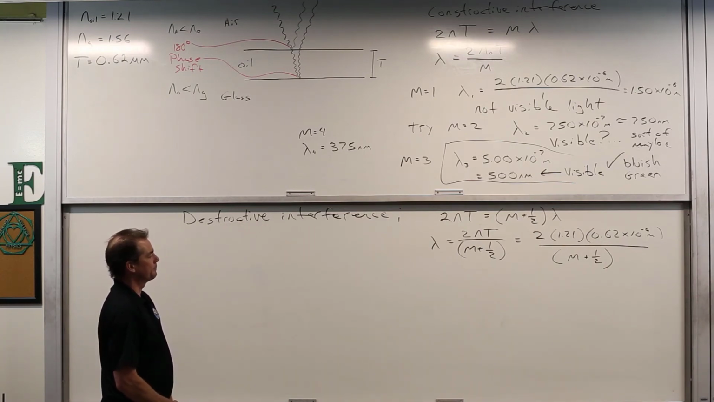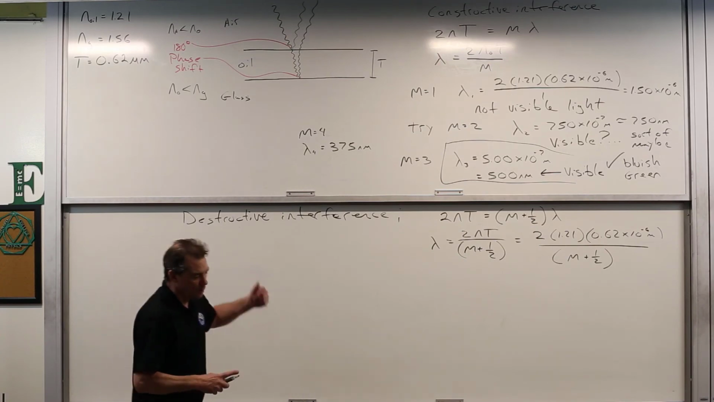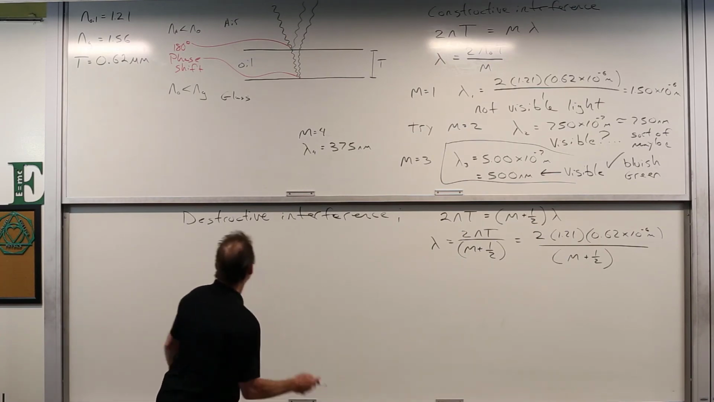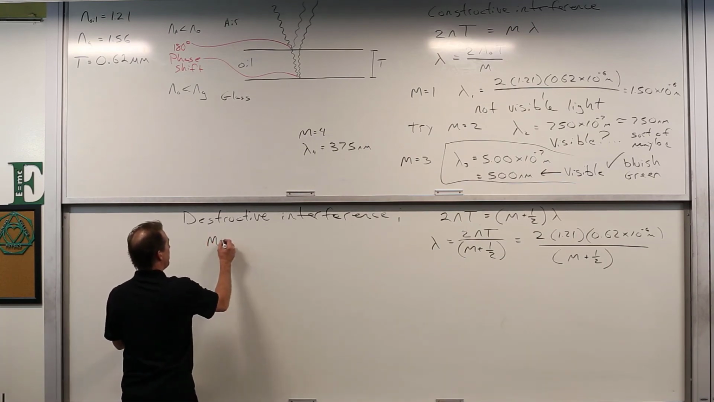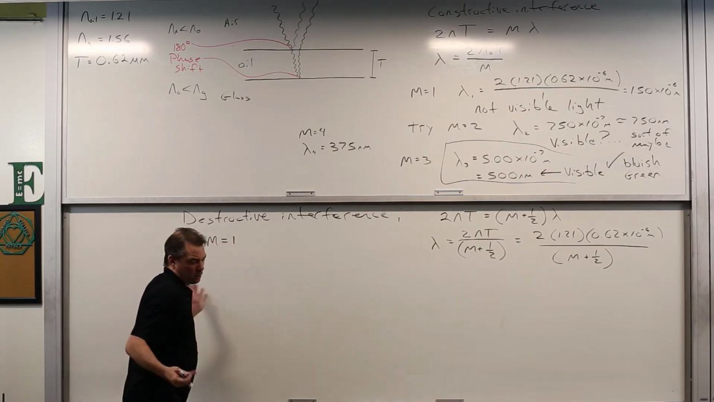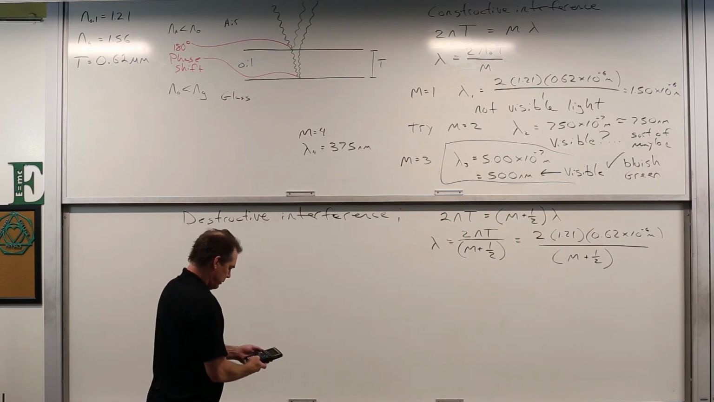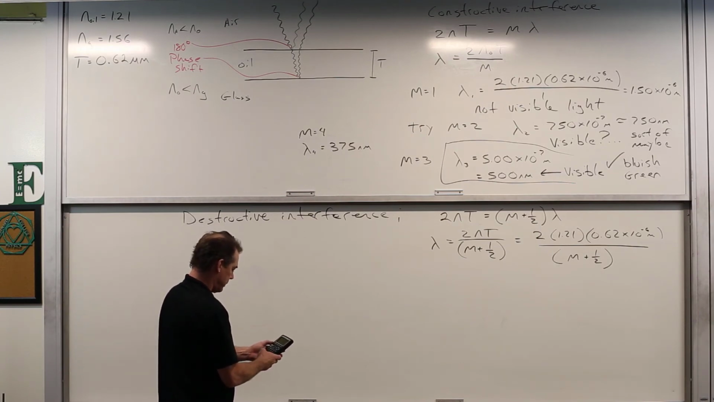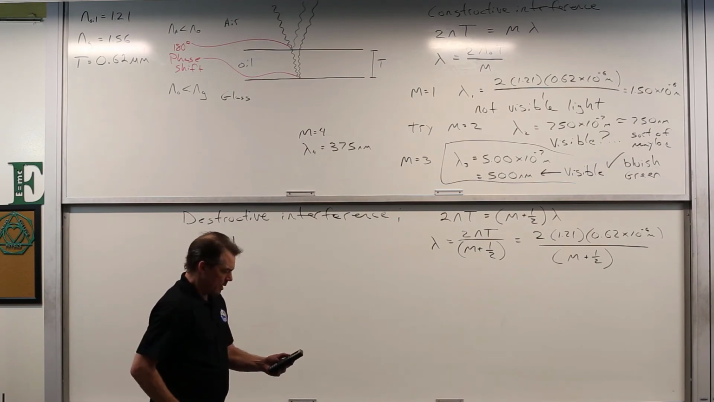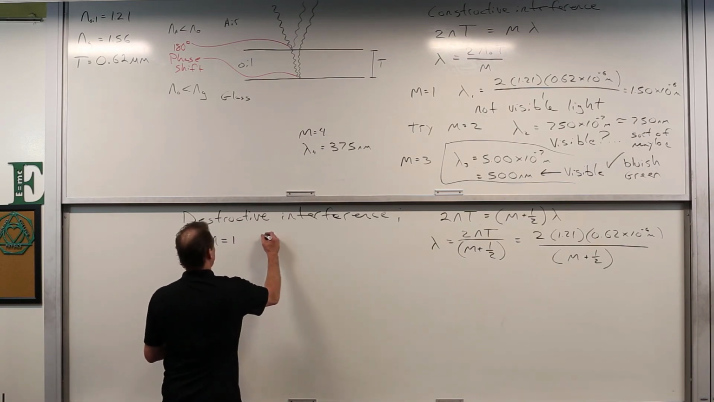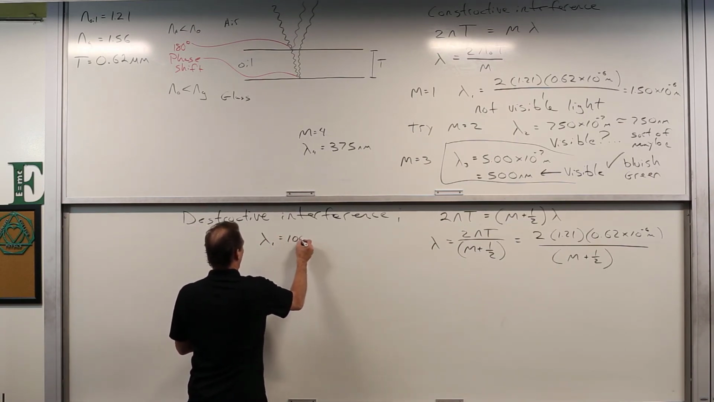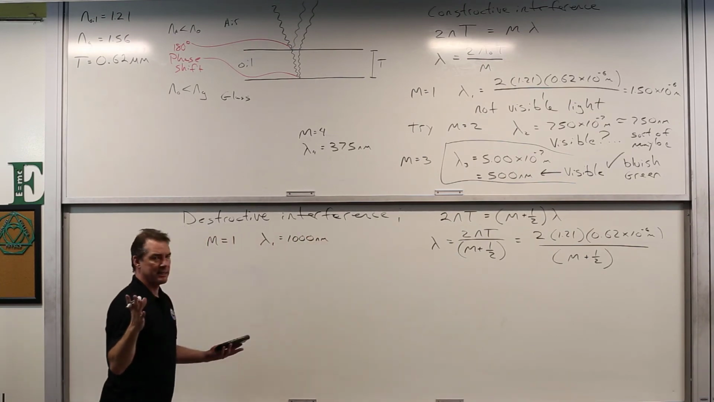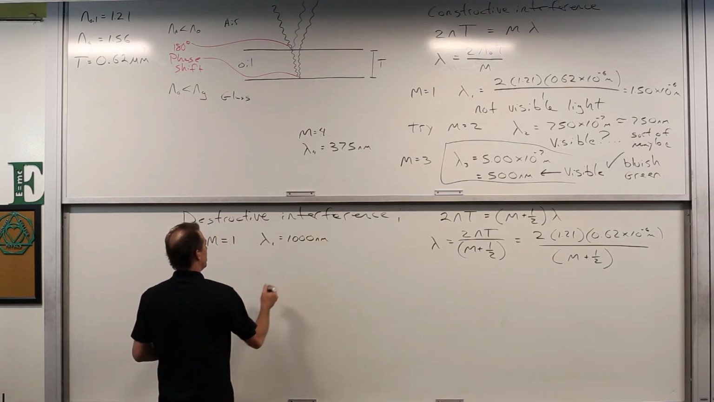All right. Let's just check out some m's here, right? Let's try m equal to 1. Let's see what happens. So come back in here, get that divided by m equal to 1. I get about 1,000 nanometers. That's infrared. We're not worried about infrared. Not visible.